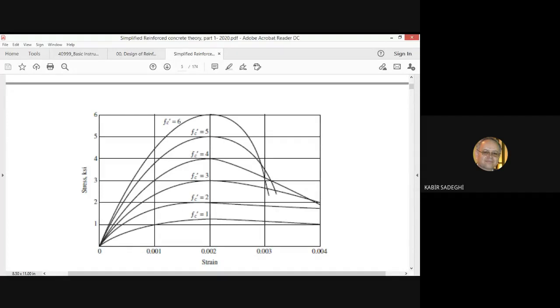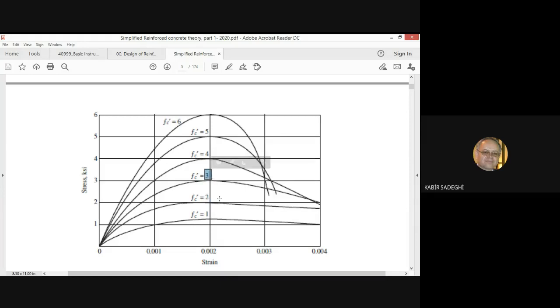In this graph, I don't know why I cannot see what's shared here. In this graph, you can see the stress-strain curve of concrete for different f prime c, for example 1 ksi. ksi is kips per square inch. We have psi, pounds per square inch, and ksi is kips, or kilo pounds, per square inch. And for each one, the values are given: 1 ksi, 2 ksi, etc.